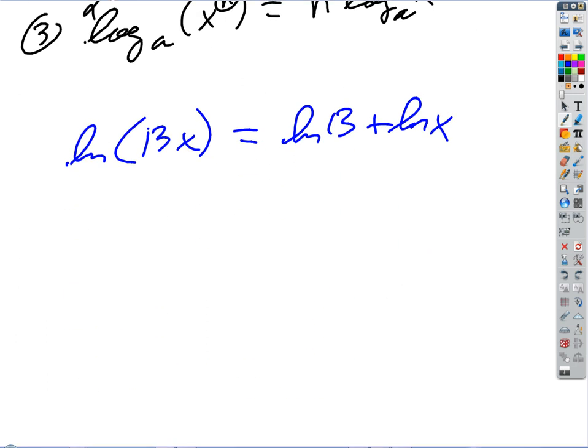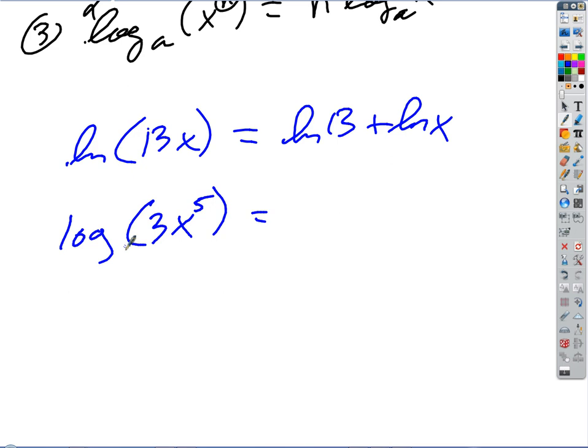What if I write log that way? What if I write the log of 3x to the 5th? What does that imply? What base am I implying there? 10. What base did I imply here? e. Good, right? This implies e, that implies 10. If we don't write a base, they're implied bases.